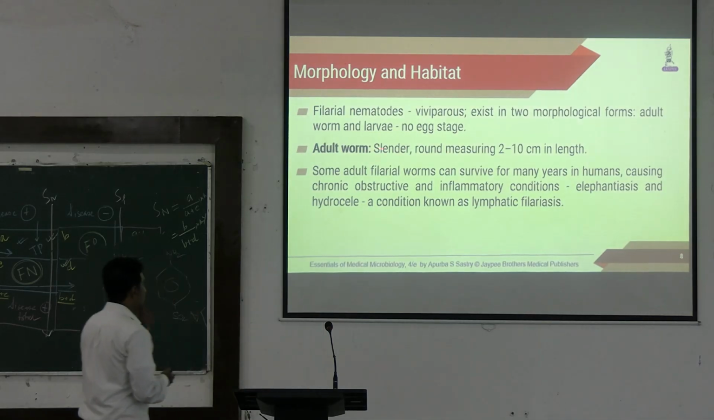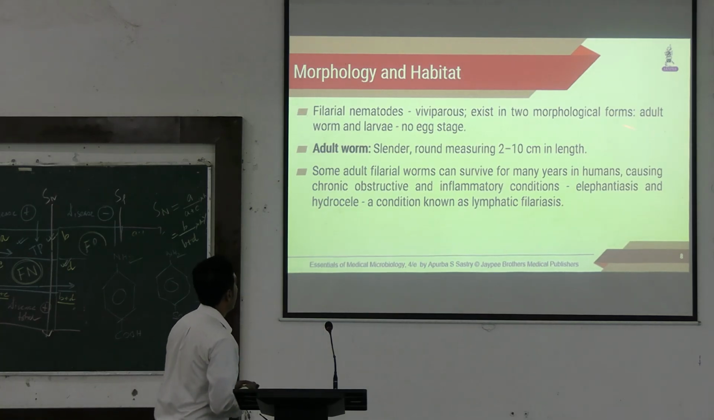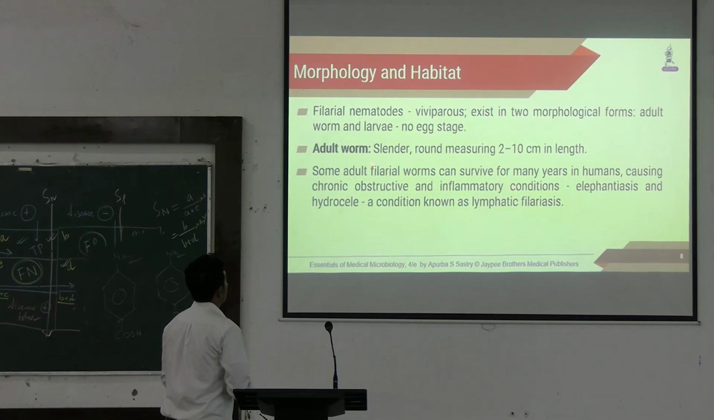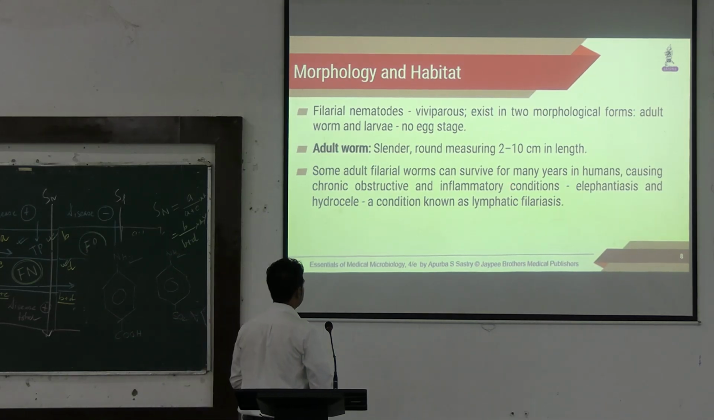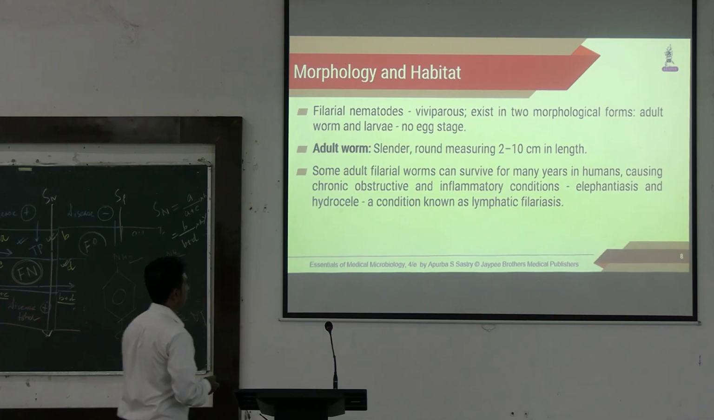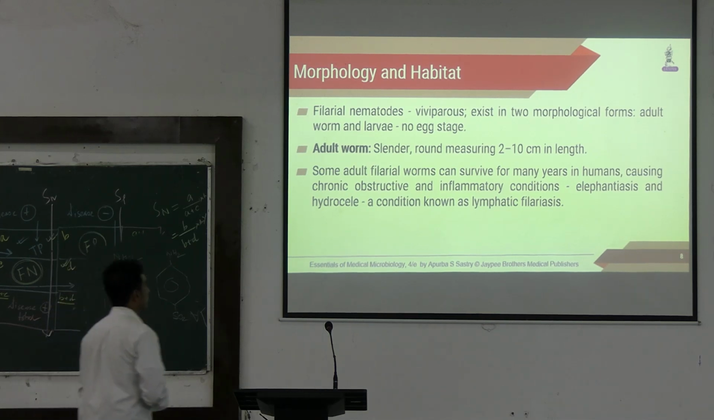The filarial nematodes are viviparous in nature and exist in two morphological forms. So what are these morphological forms? Adult worm and the larva, they don't have any egg stage. The adult worm is slender and round, measuring 2 to 10 cm in length. Some adult filarial worms can survive for many years in the humans, causing chronic obstructive and inflammatory conditions, causing elephantiasis and hydrocele, a condition known as lymphatic filariasis.